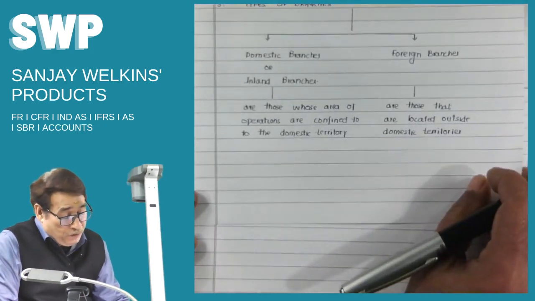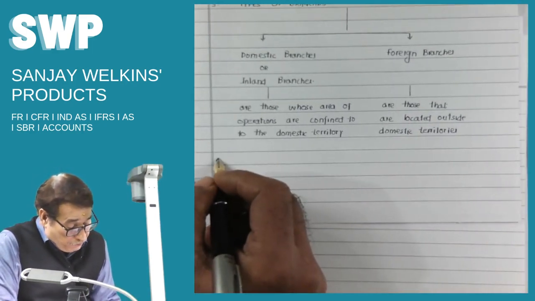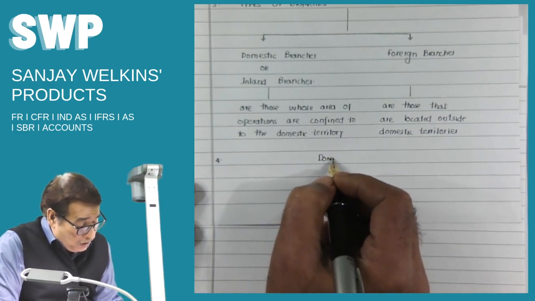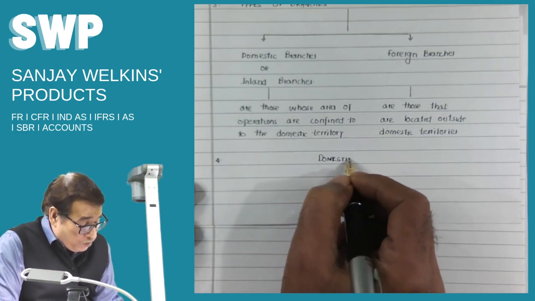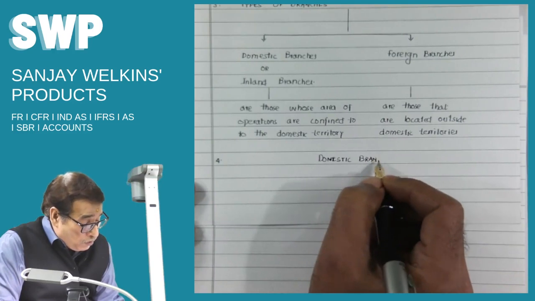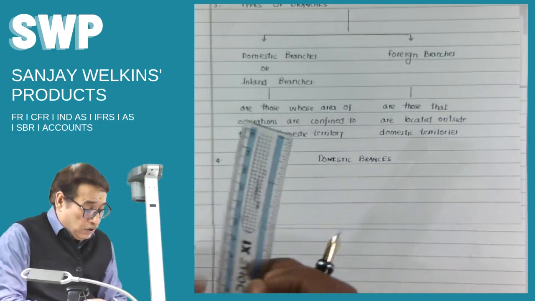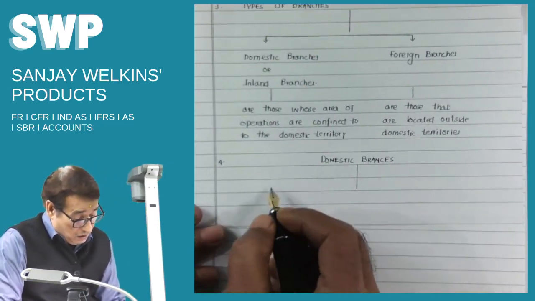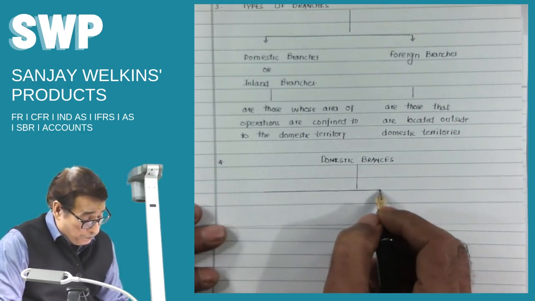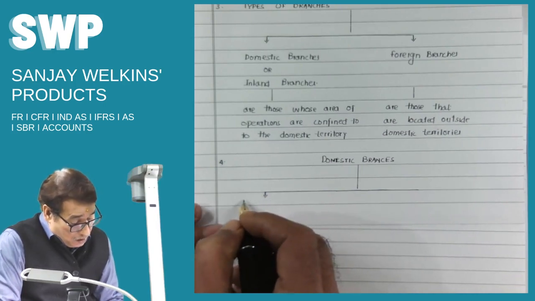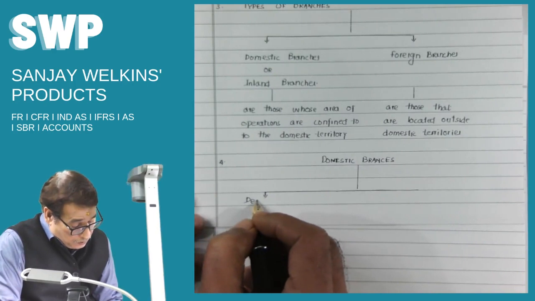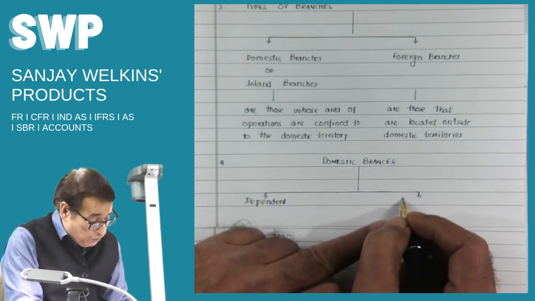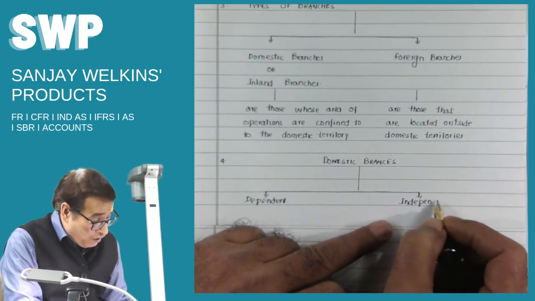Now, as far as domestic branches are concerned, domestic branches are further classified or subdivided into two types: dependent branches and independent branches, isn't it? Now we are concentrating on domestic branches, because domestic branches cover the major part of the chapter. One, dependent branches. And another one is independent branches.